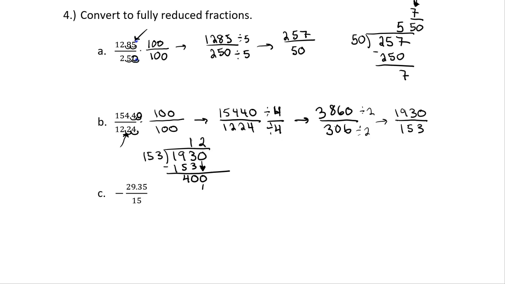We get 2 times 3 is 6, 2 times 5 is 10. We carry that 1, 2 times 1 is 2, plus 1 is 3. And then we go ahead and do that subtraction. So 400 minus 306 is 94. And 153 can't go into 94. There's no other number to drop down. So that is the numerator of my fraction. So 94 over 153, which is just further confirmation that that is fully reduced.